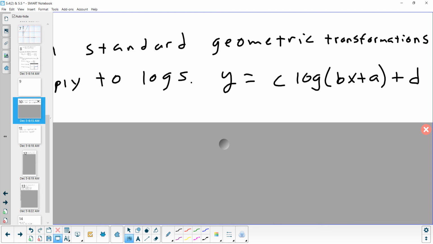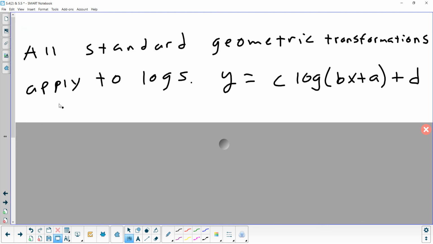All right, so transformations. All the transformations that we know, again, for the 4th or 5th time this year, are exactly the same as what we've done. So again, I'll say them quick, but we're not going to go into super detail. What does A do? Adding or subtracting inside the log function. Sophie? Horizontal shift. How about B? Multiplying inside the log function. Michael? Horizontal stretch.